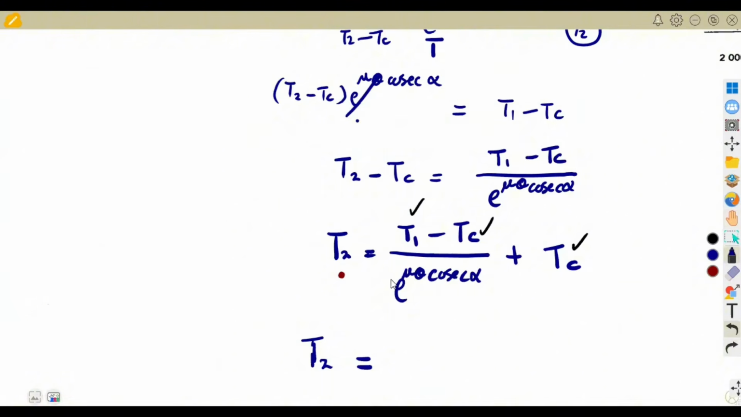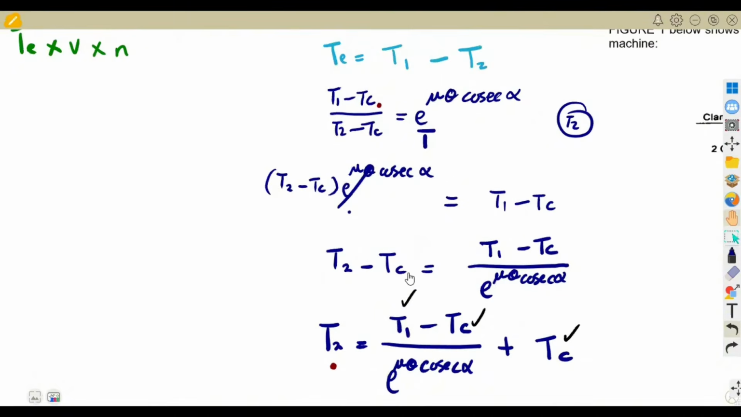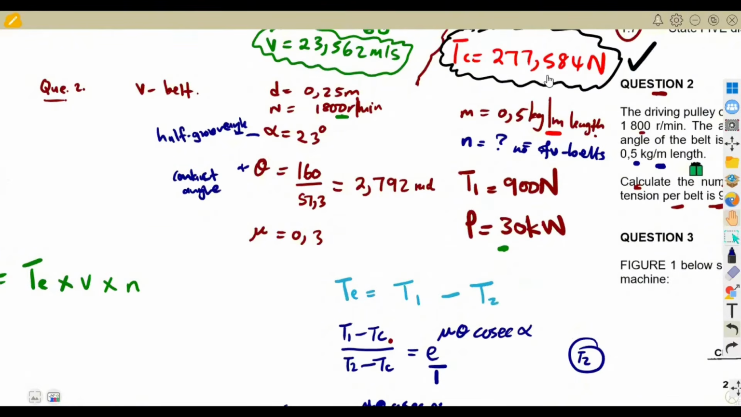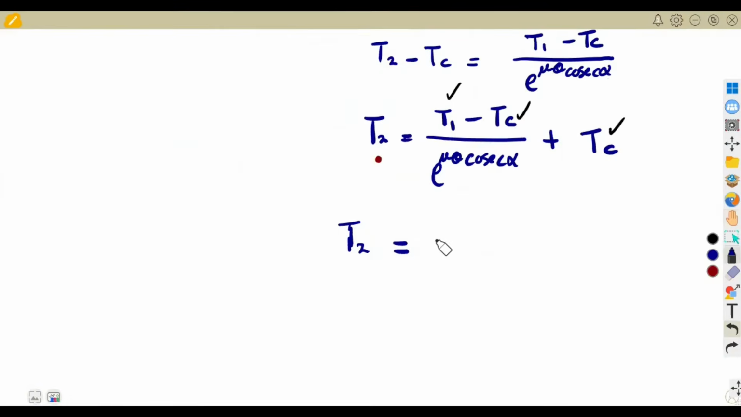All right, so let us substitute the first one, T1, our maximum allowable tension. Remember, it was given as 900. All right, guys, if I keep on coming up and down, this board will end up dragging and I'll lose this class. So let me just, okay, 900. And our TC is what? This one, don't forget your TC. So we're just going to substitute these values. All right, so this is 900 minus TC. Remember, it was 277.584. Everything over e to the exponent of mu.